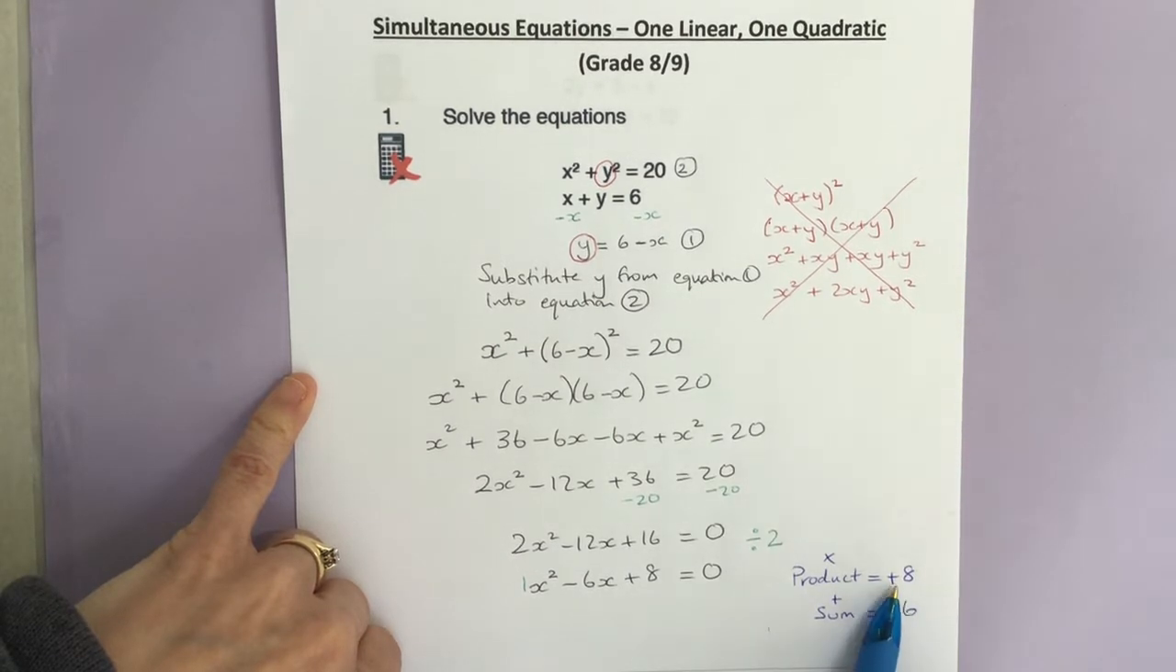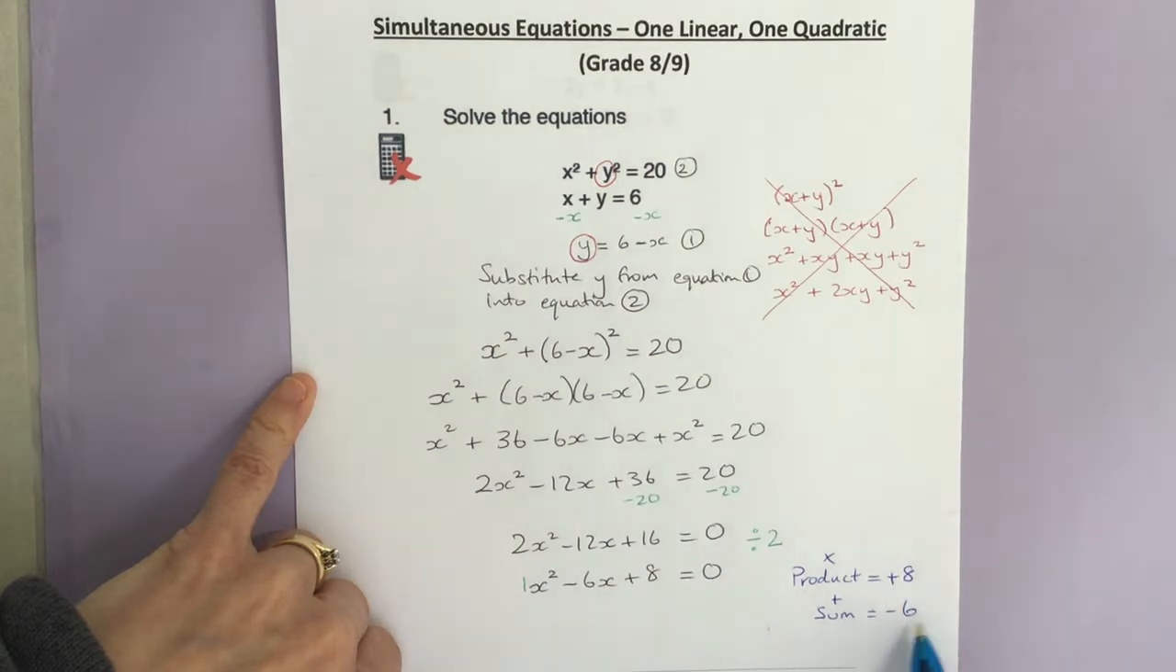So I'm looking for two numbers that when I multiply them give me positive 8. When I add them together, give me negative 6. Well, because this is positive, the signs must be the same. Plus times a plus gives a plus, or minus times a minus gives a plus. And because this is negative, when I'm adding them together, I can see that they're both going to have to be negative. I want a combination of factors of 8 that give me a sum of negative 6.